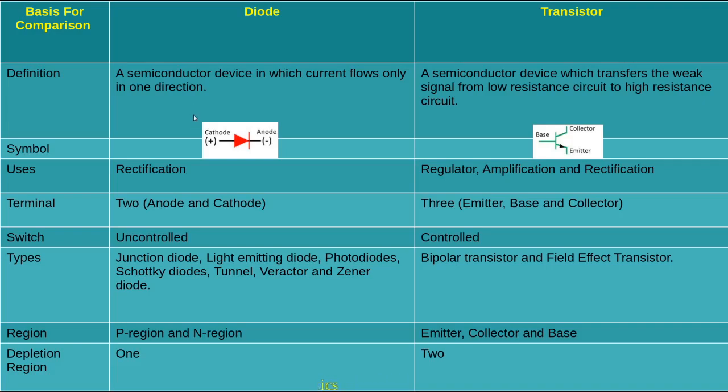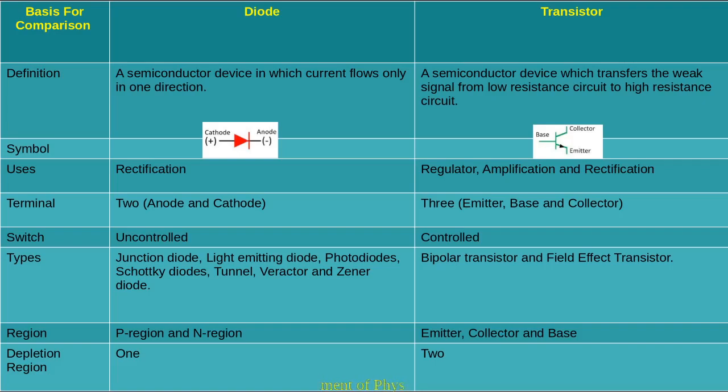What are the types of diodes? Diodes include the junction diode, light emitting diode, photodiodes, Schottky diodes, tunnel diodes, varactor diodes and Zener diodes. While the transistors are the bipolar transistor and field effect transistor. What are the regions? There are 2 regions in the diode, that is the P region and N region, while in the transistor 3 regions are there, that is the emitter region, collector region and base region.